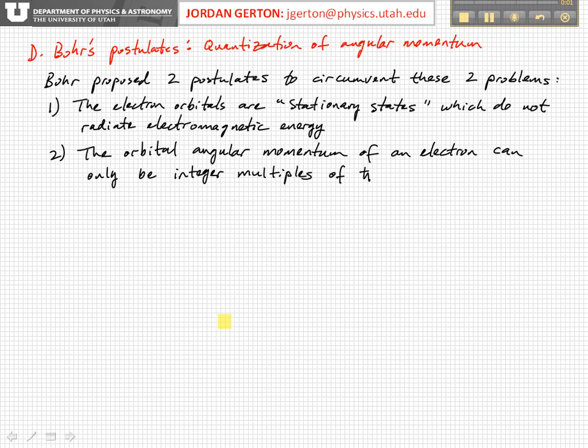Okay, so with these two postulates, that the electron orbits are stationary and therefore don't radiate, and that the orbital angular momentum of the electron can only take on discrete quantized values that are integer multiples of h bar, Planck's constant divided by 2 pi, this is how Bohr proposed to get around the problems that we outlined on the previous view graph. So let's see how these two postulates actually make things work out.